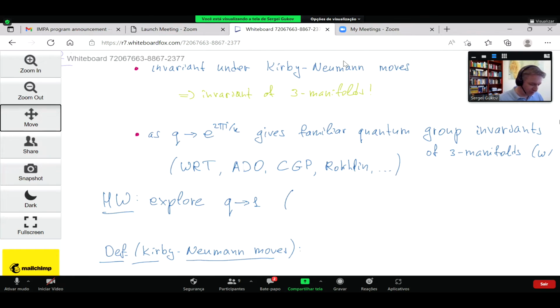So explore q equals 1, and the hint is that you'll get a very simple familiar invariant. Maybe try to identify which one it is.